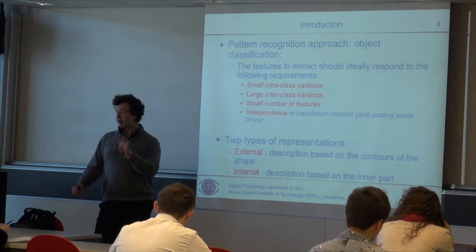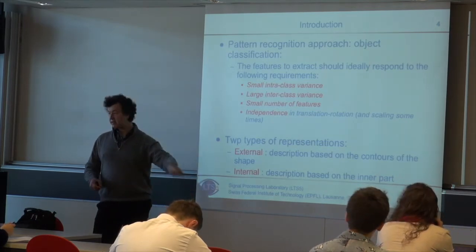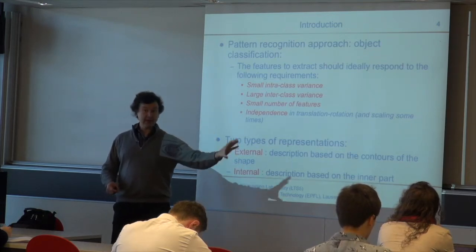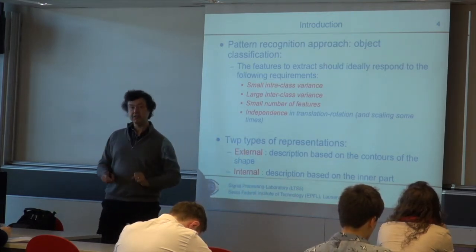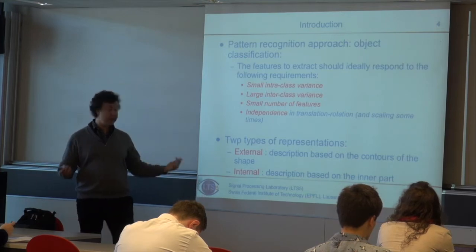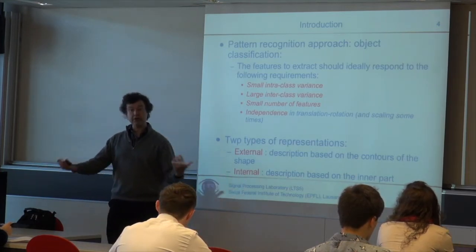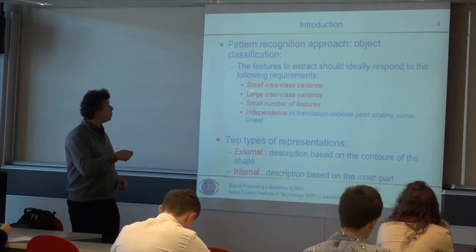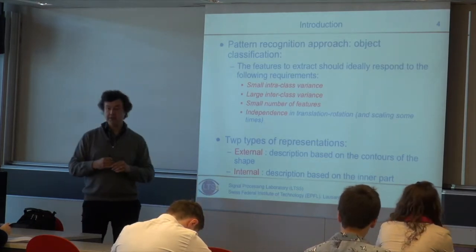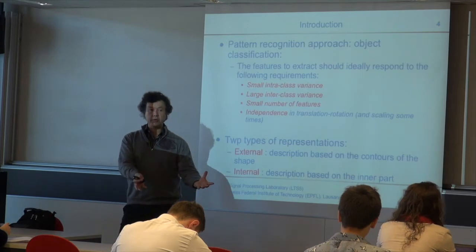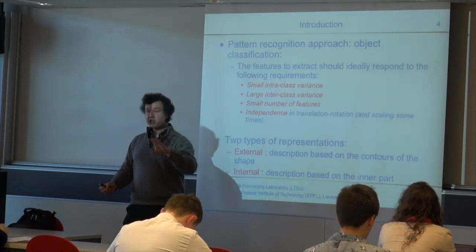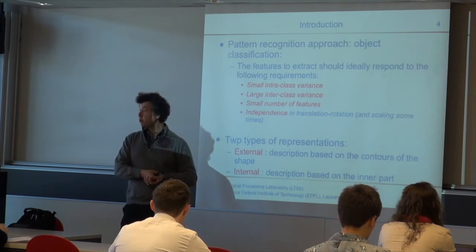So basically, we have classes of objects. I have cats and dogs. Pictures of cats, pictures of objects representing a cat, object representing a dog. And I want to build at the end, at the very end of the course, a classifier based on the features. So basically, small intra-class variance means that within the class of all the dogs and within the class of all the cats, I want my features to be very much similar to each other.